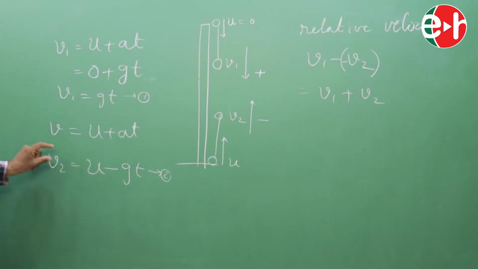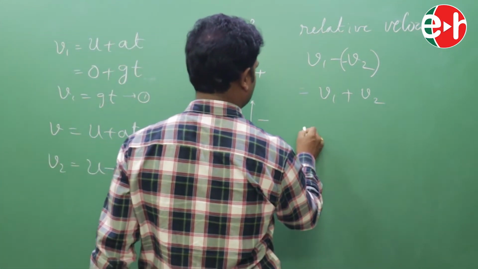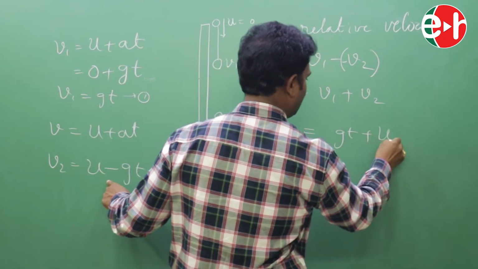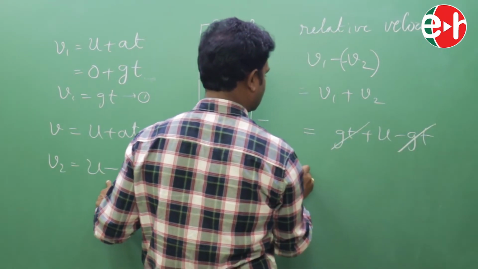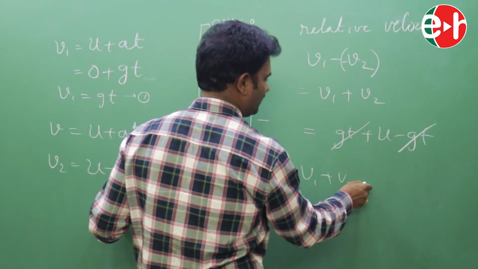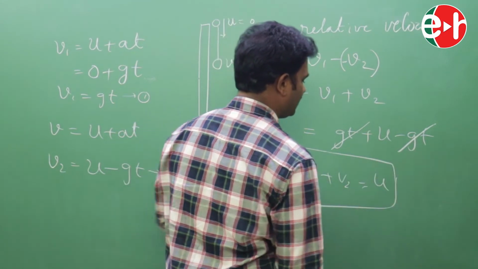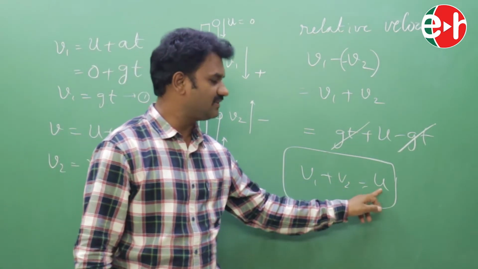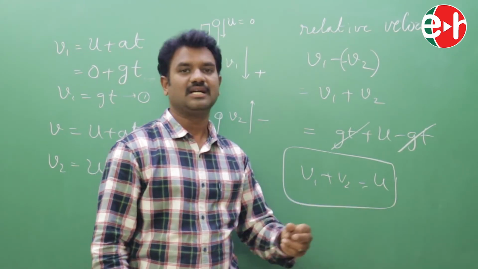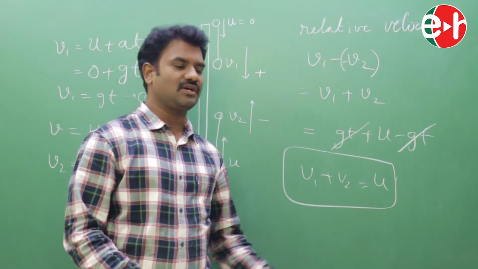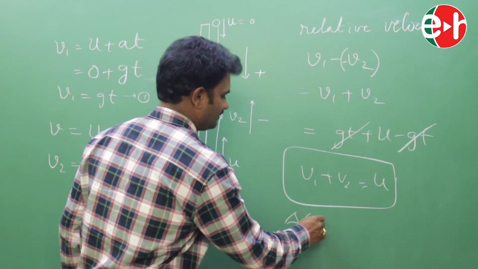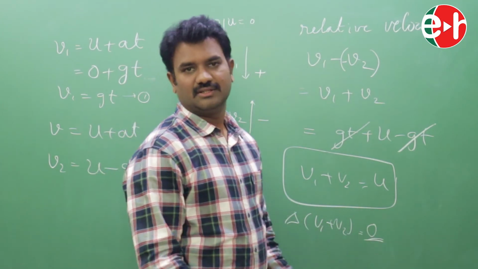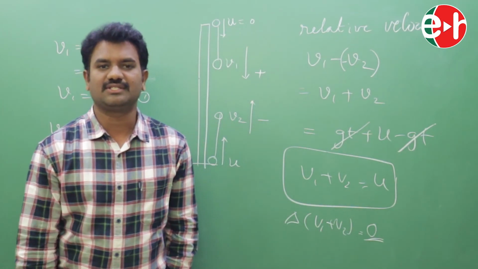If I substitute these v1 and v2 values here, I get the relative velocity is equal to gt plus u minus gt, where gt gets cancelled, and v1 plus v2, our relative velocity, is nothing but u, where this u is our initial velocity with which the second body is thrown, which is a fixed value, meaning the relative velocity is constant. As the relative velocity is constant, what is the change in relative velocity? As it is constant, there is no change. That's why the change in relative velocity is 0.